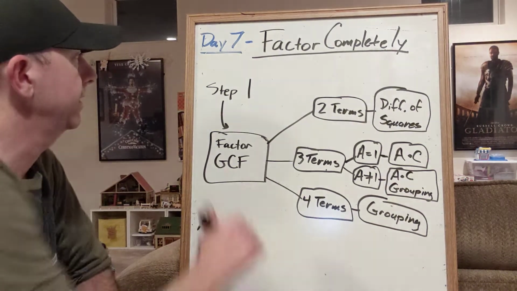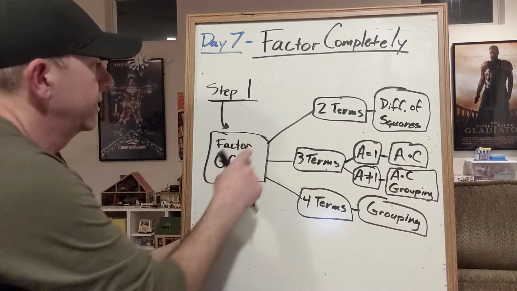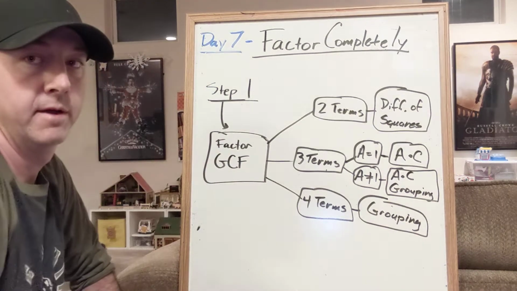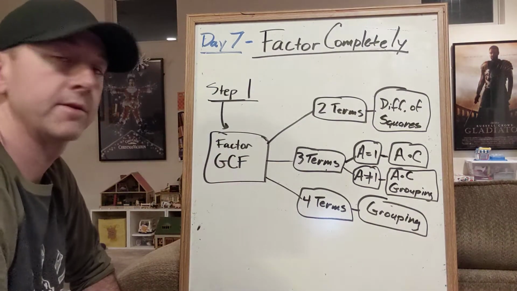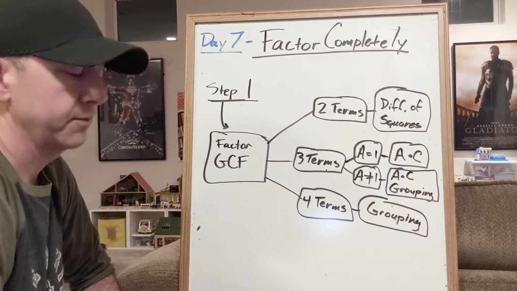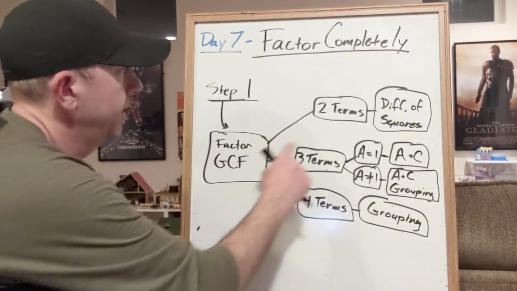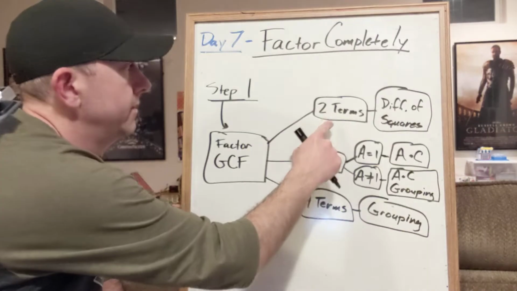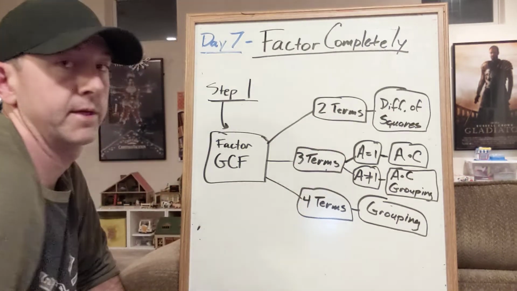So for factoring completely, step 1 is always going to be look to factor a GCF. Okay, so we always want to see if we can factor a GCF first. And that's how we're going to start out today with all 5 questions. From there, inside the parentheses, you could have 2 terms, 3 terms, or 4 terms. That's what we're going to have.